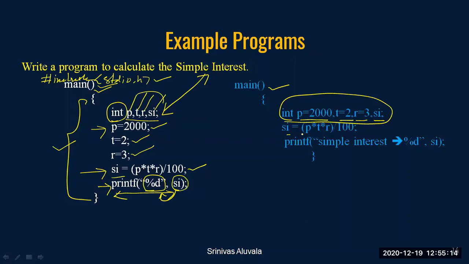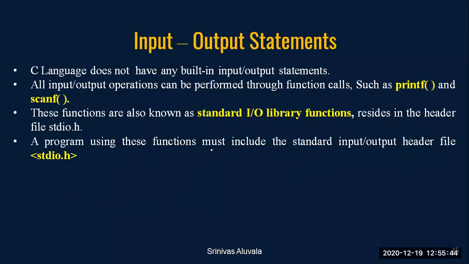Then I just calculated the simple interest, and then I made it print out the simple interest. You can see here printf is used within the inverted commas. I wrote simple interest equal to %d, then si, and this si is going to give the value stored in si, an integer type of value. Both programs give me the same result, but the way I write the program is different. So that's left to you: how do you write the programs?